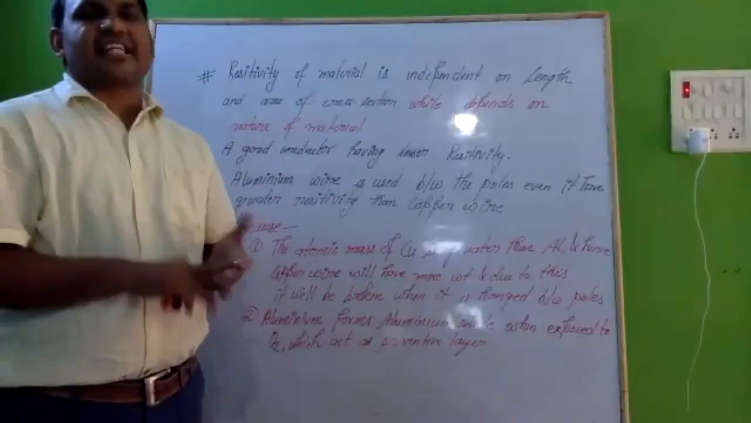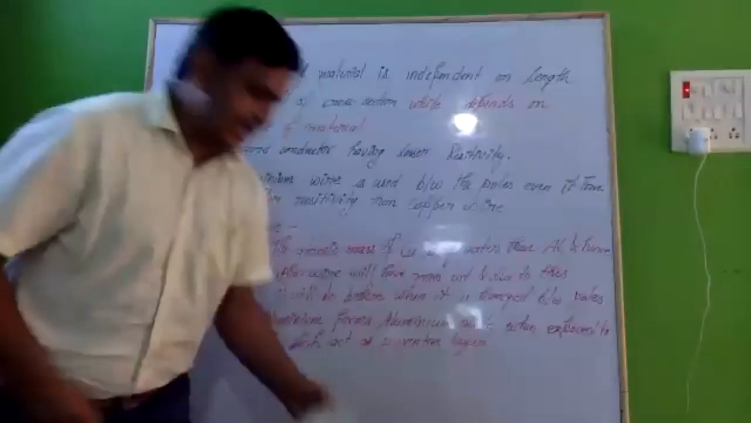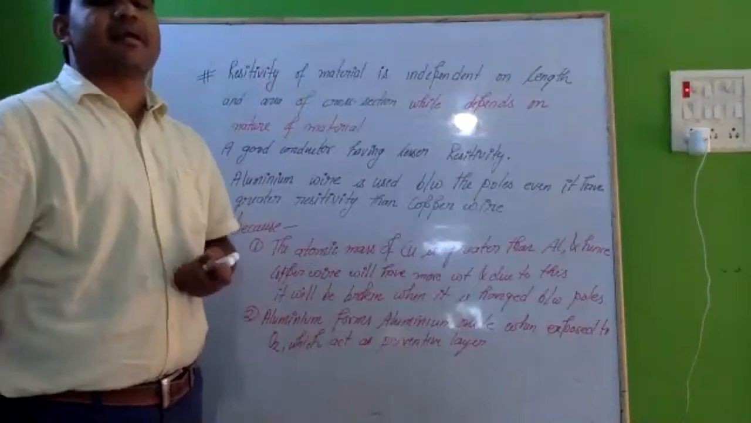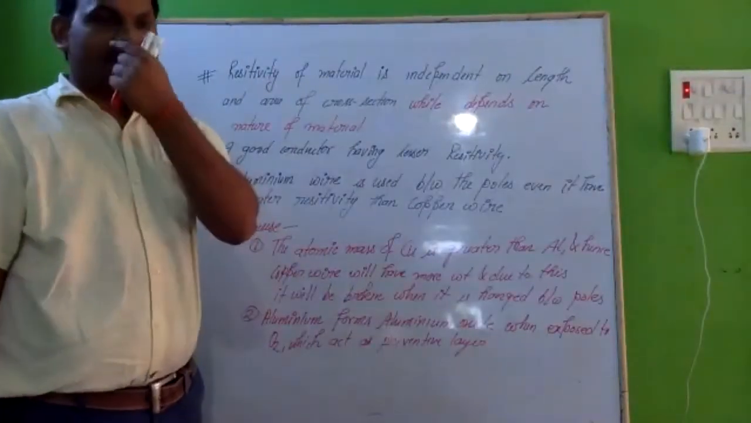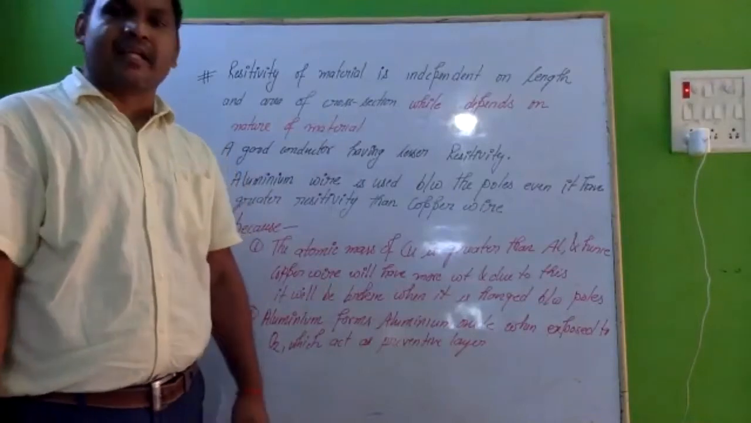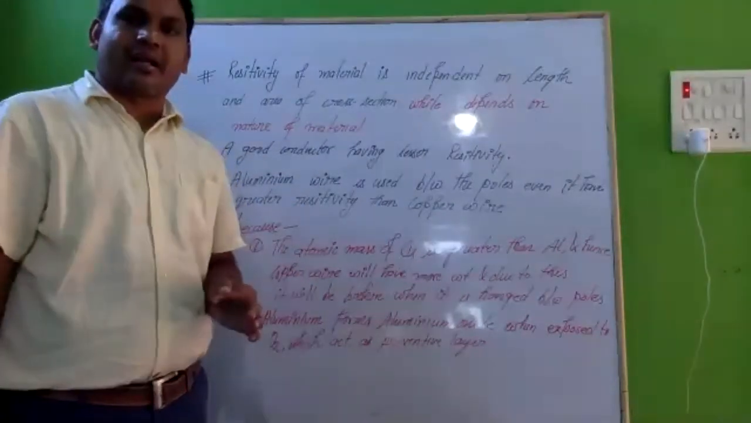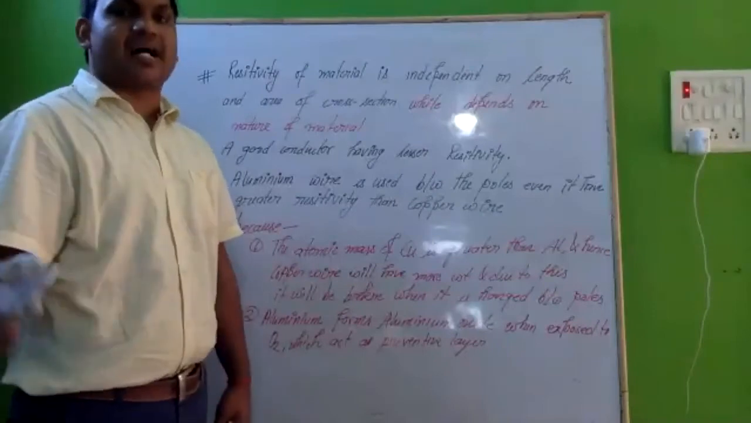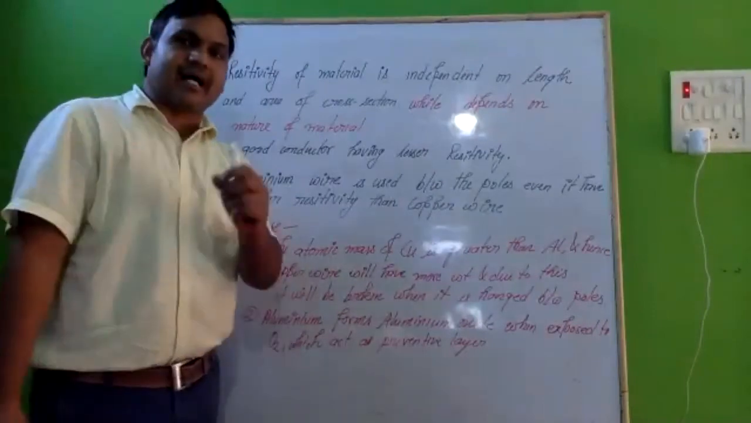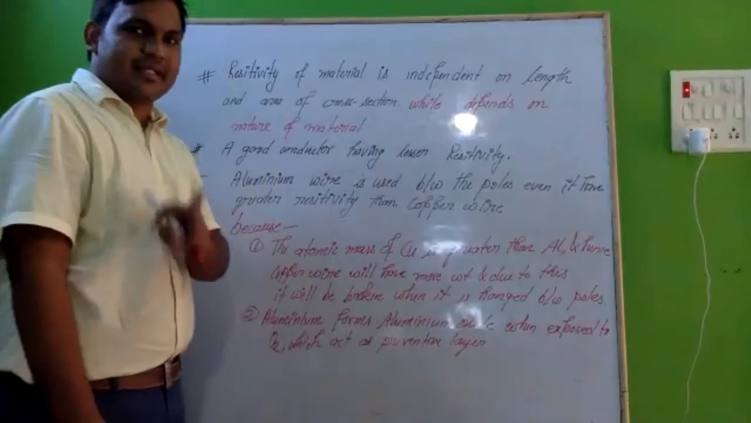Material is classified in three parts on the basis of resistivity. So what are they? These parts are basically conductor, insulator, and semiconductor. So classification of material on the basis of resistivity, these are divided in three parts. Let me discuss.